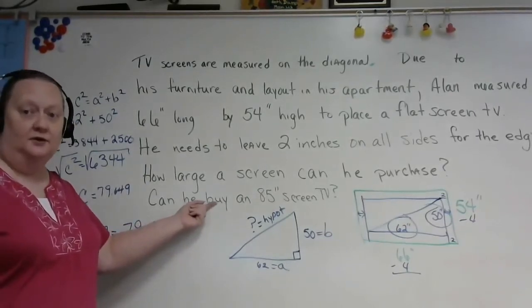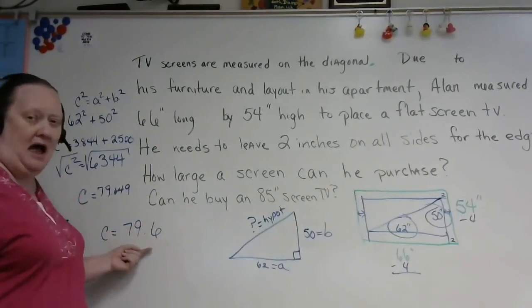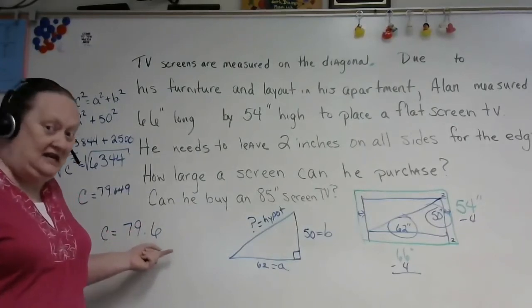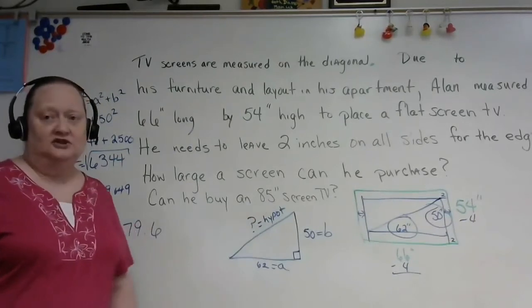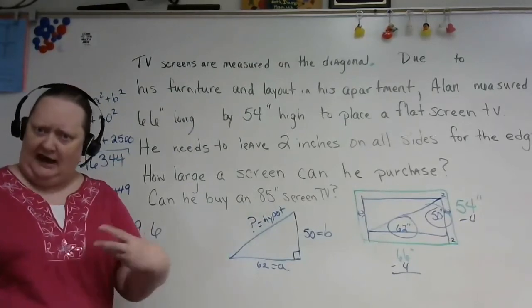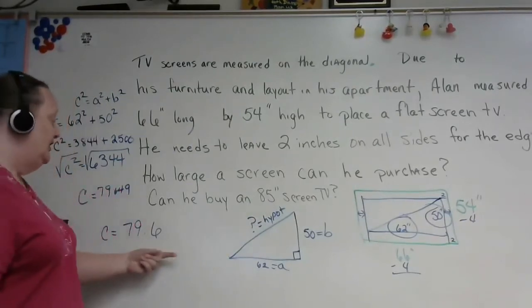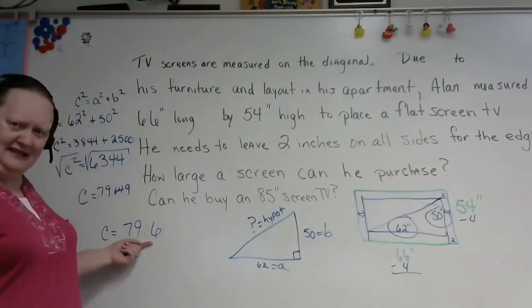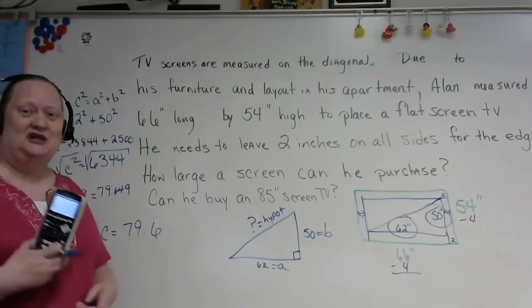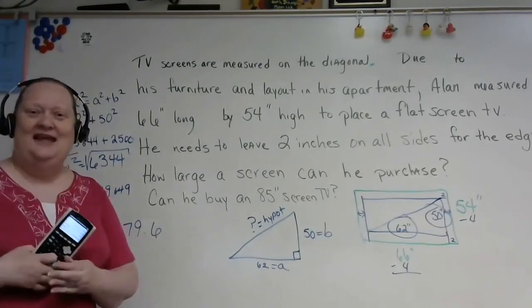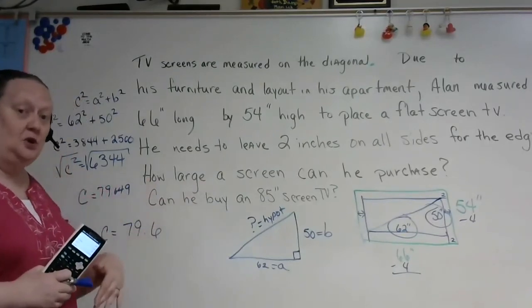No, we don't have enough room. We might squeeze in an 80-inch, but that does not leave us the full 2 inches of edging. So you would have to then decide. So we would be better off with a 65-inch or a 70-inch or a 75-inch screen TV. And that's how you interpret the problem.